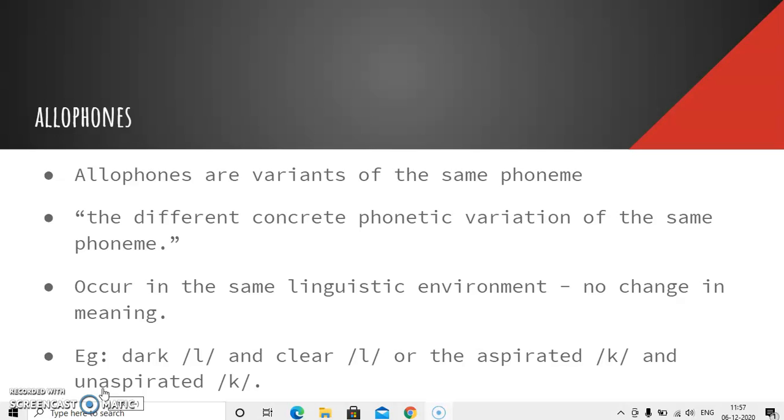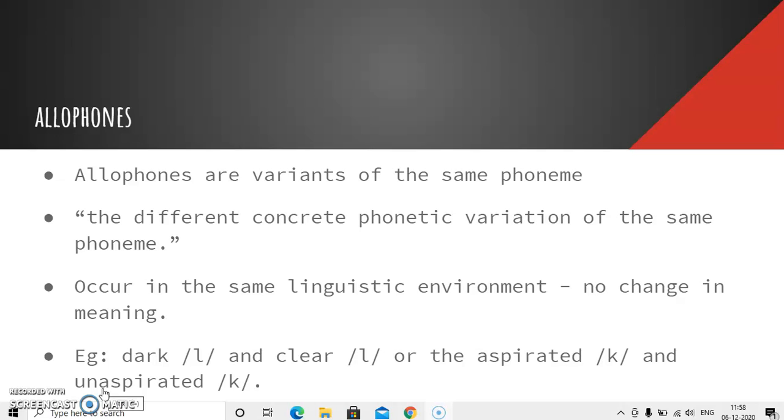Aspirated means you take an extra breath, K. The other one is the unaspirated K. These are the different variations you have with a particular sound in allophones. So this is what is meant by allophone. They are nothing else but variants of the same phoneme. As quoted in the text, a different concrete phonetic variation of the same phoneme. It occurs in the same linguistic environment, meaning the language environment, and there is no change in meaning brought about.